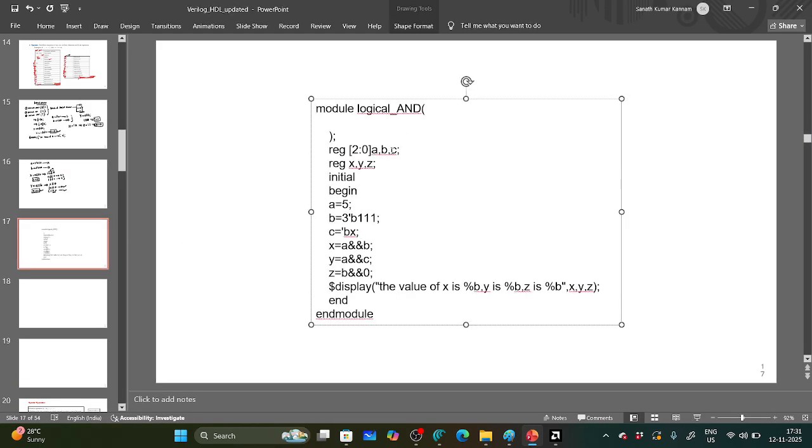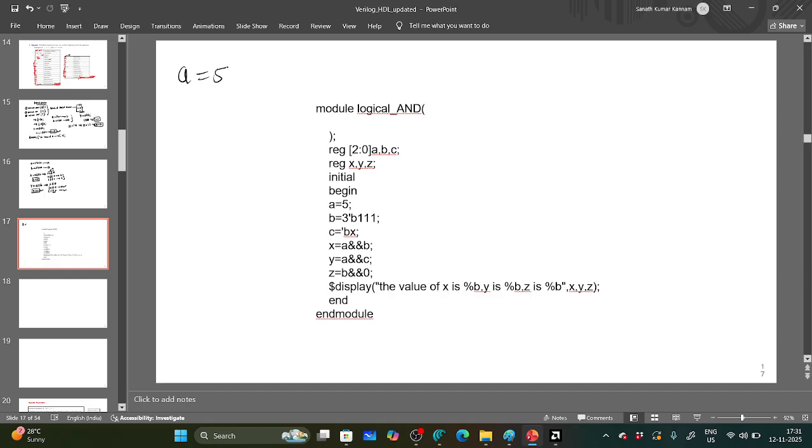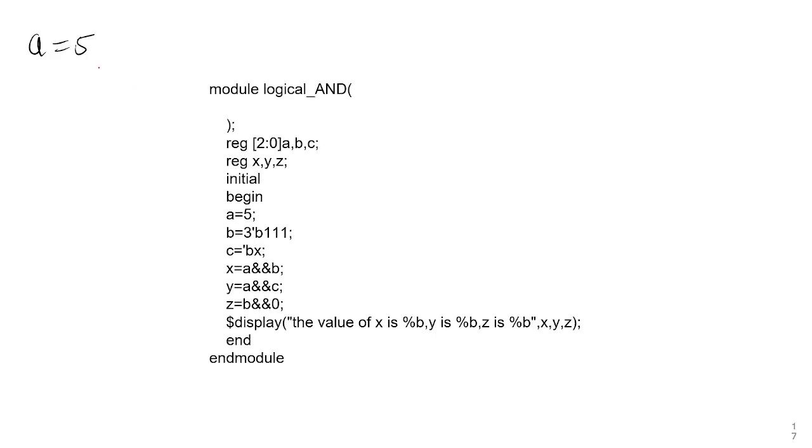See this one. Here I wrote module logical AND, and this is reg [2:0]. Reg 2 down to 0 means how many bits? 3 bits. And reg x, y, z, this data types I will tell you, don't worry. This is 1 bit, reg is by default 1 bit. A equal to 5 means it will store like 101, 3 bits.